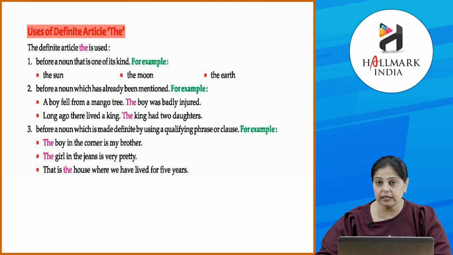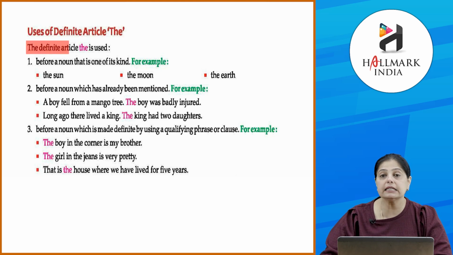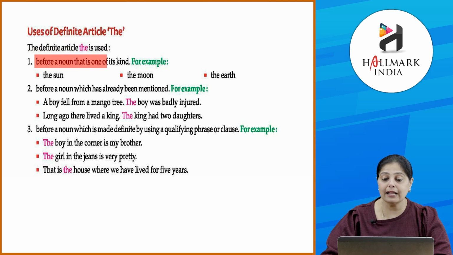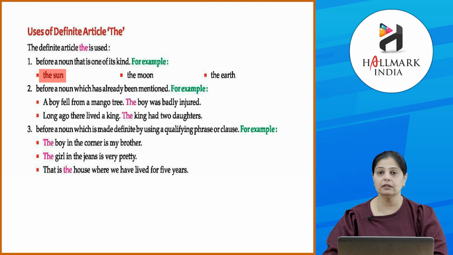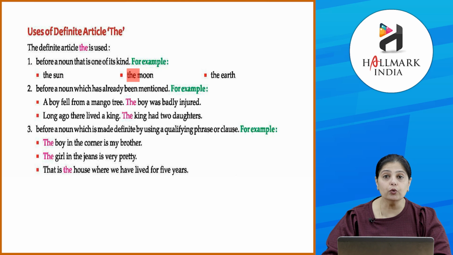The definite article the कैसे use होता है? Let's look at that. The definite article the is used, one, before a noun that is one of its kind. मतलब something that is unique. Unique noun जो होता है. For example, the sun. There is only one sun. It is unique. The moon.